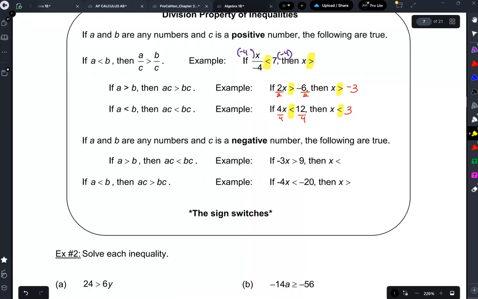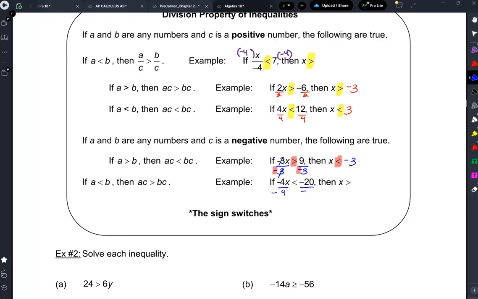Cool? Okay. What am I going to divide by now? -3. -3. So I have x on this side, -3 on this side. I divided by a negative number, so the sign switched. Okay? Here, what am I going to divide by?